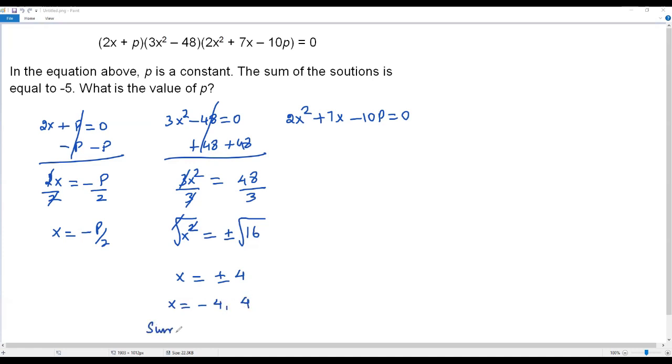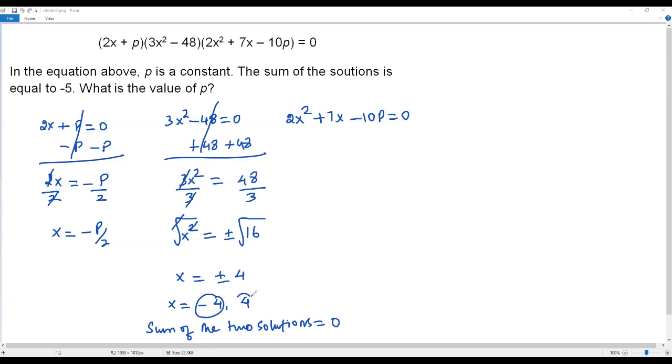What is the sum of the 2 solutions here? Let me write it over here. The sum of the 2 solutions is equal to 0. My aim is to add all the 5 solutions of the given equation, so here I'm adding the 2 solutions I get for x.